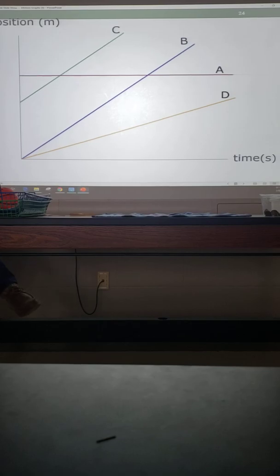Yes? A and B will cross eventually. They sure would, yeah, because A is going completely straight and B is going upwards, so it would eventually go like that. At some point, you're right.